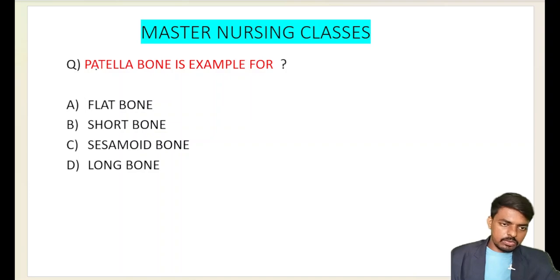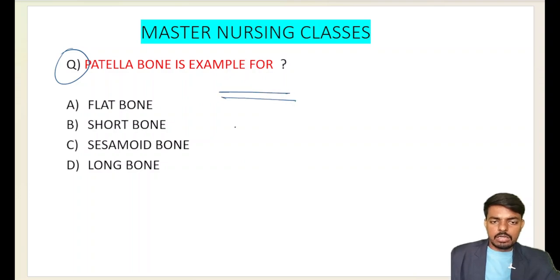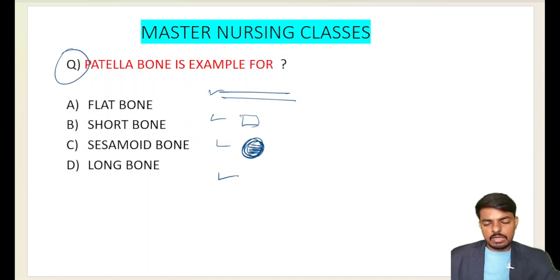Okay, so another question is here. The patella bone is an example of which bone? We have short bones and long bones. We have sesamoid bones, the odd bean-like shaped bones, and we have irregular bones. Among those, which kind of bone is the patella? It is an example of a sesamoid bone.